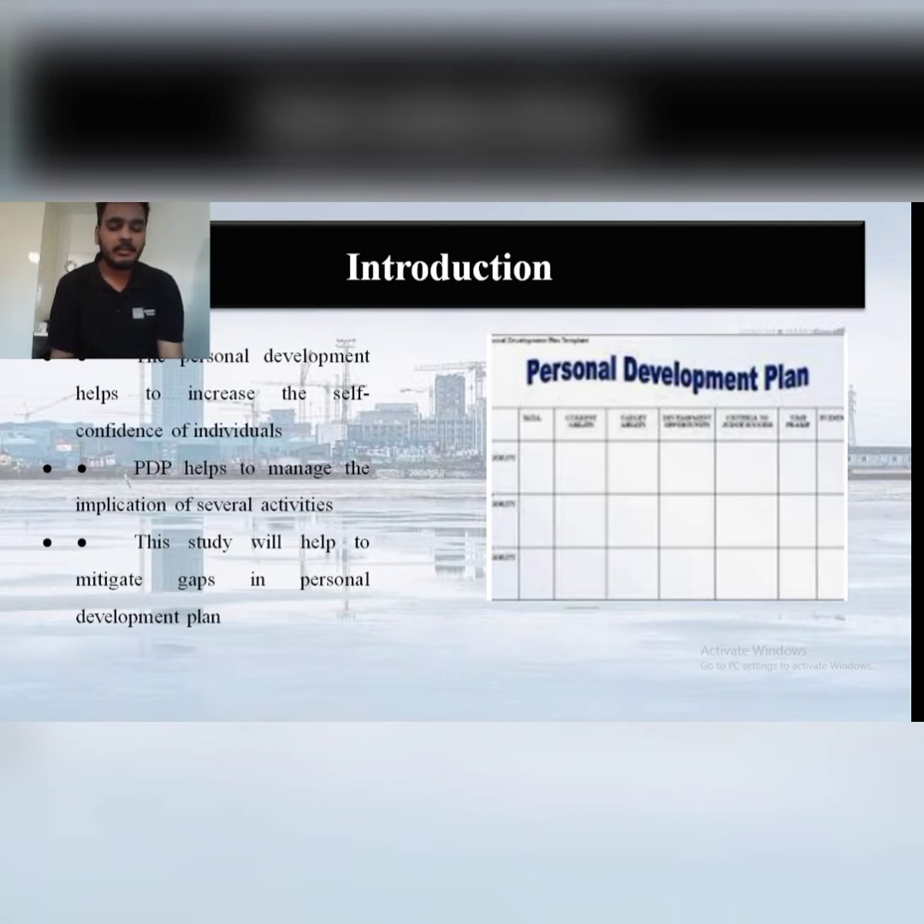In this study, the execution of a personal as well as professional development plan of a student will be provided based on self-assessment criteria as well as the gap analysis in order to achieve goals and objectives in the future.